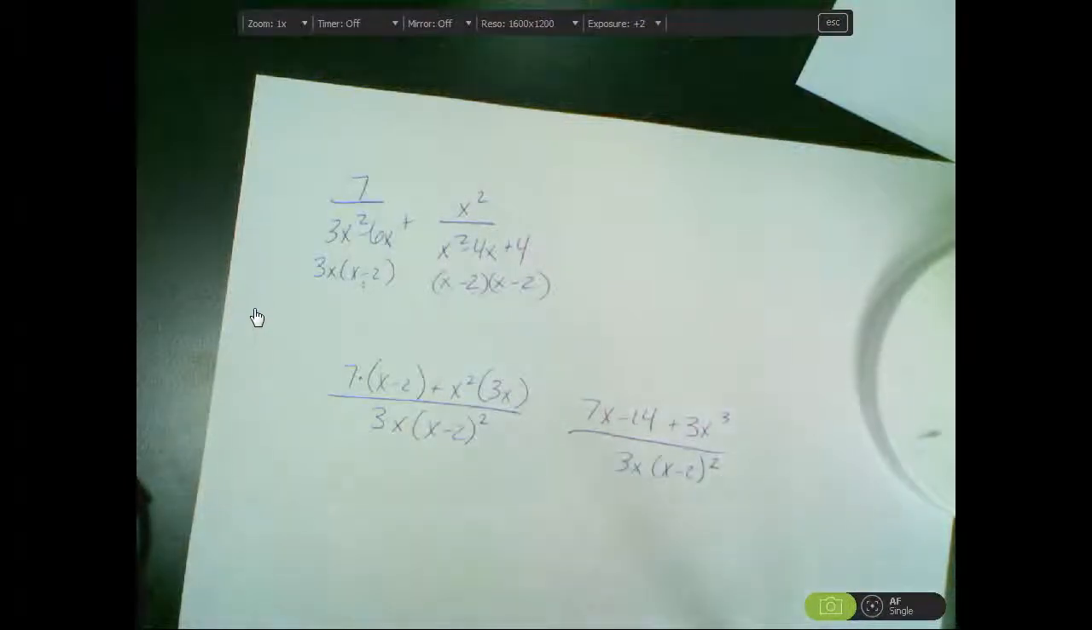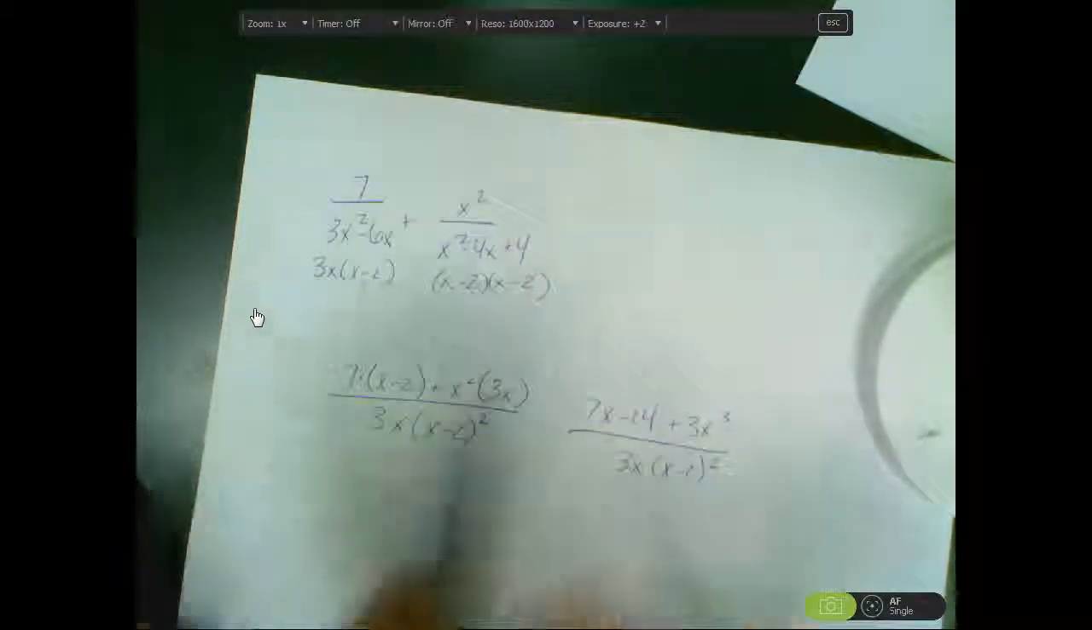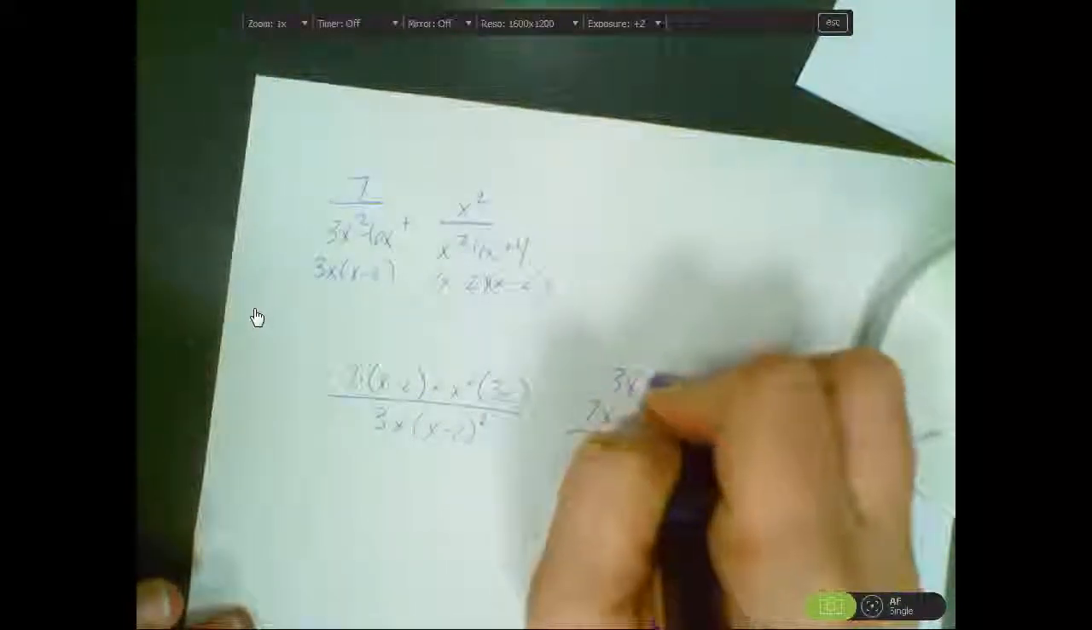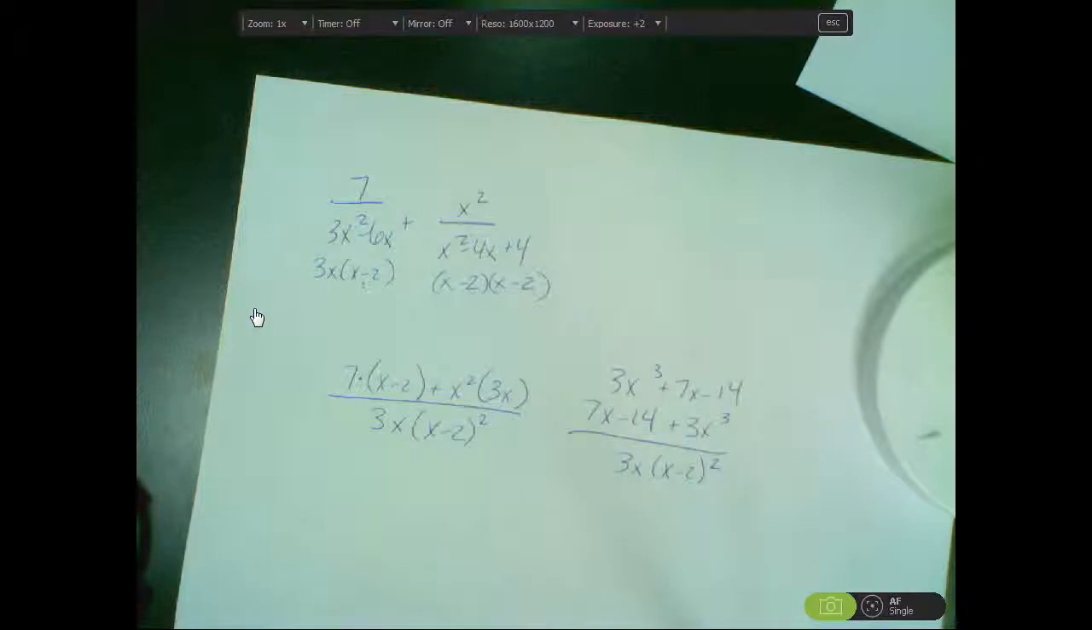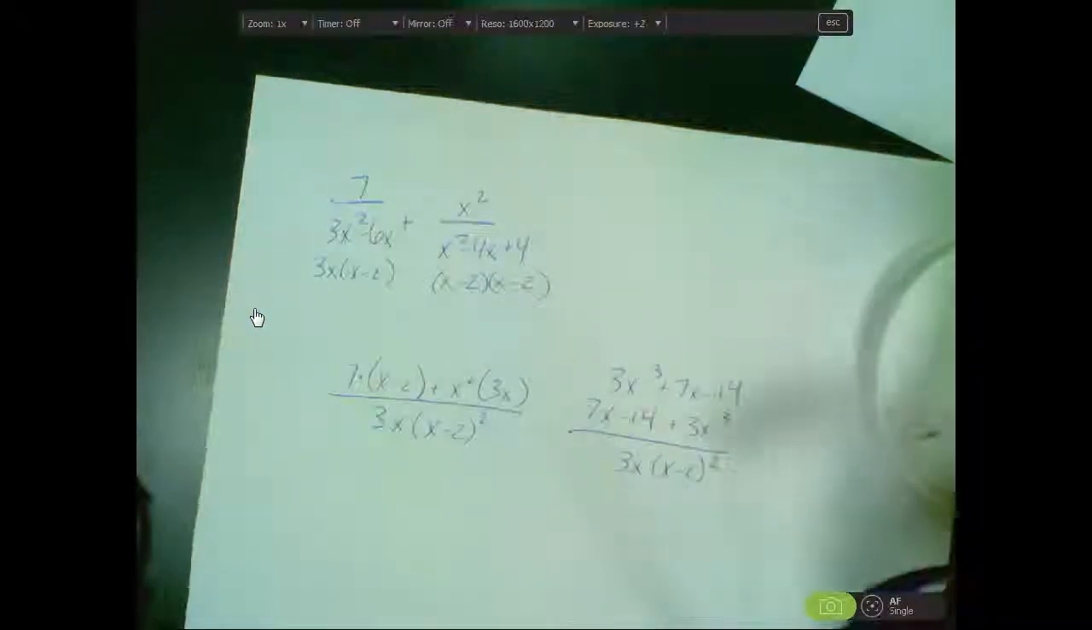That's as far as you can go. That's the best we can do. Because the top doesn't factor. I mean, it would be nicer if you wrote it as 3x cubed plus 7x minus 14, but you can't factor that. It's a trinomial that does not factor. So that's all there is to know about that.